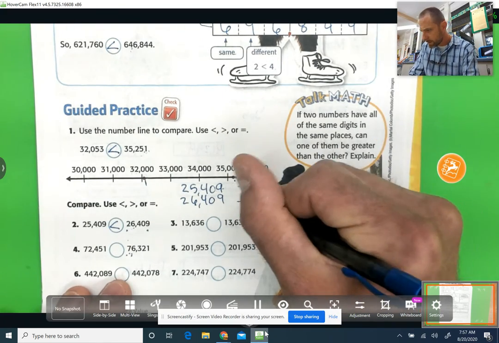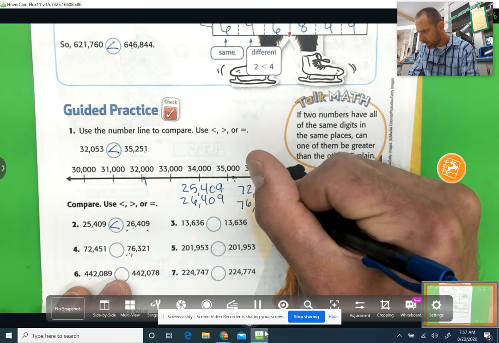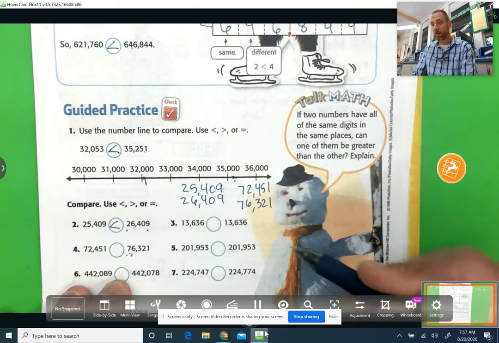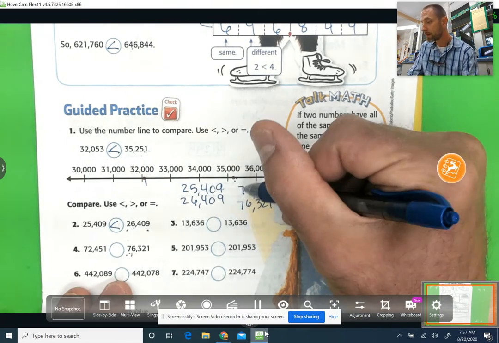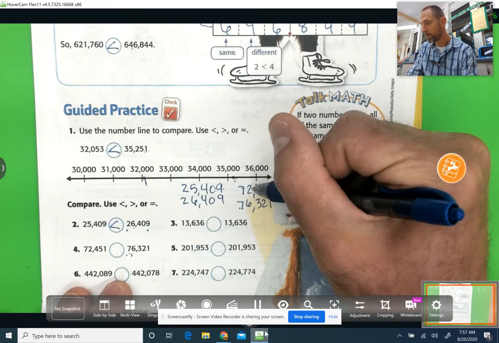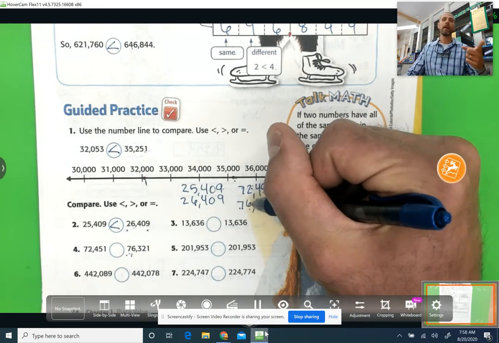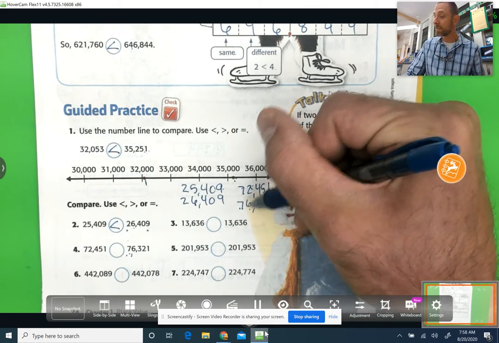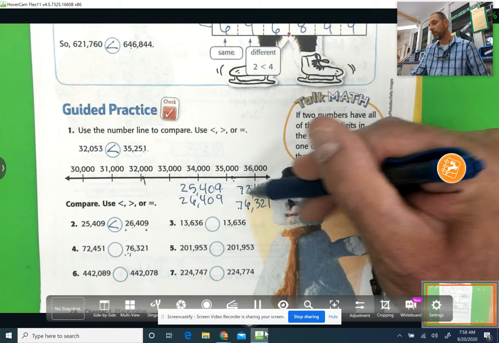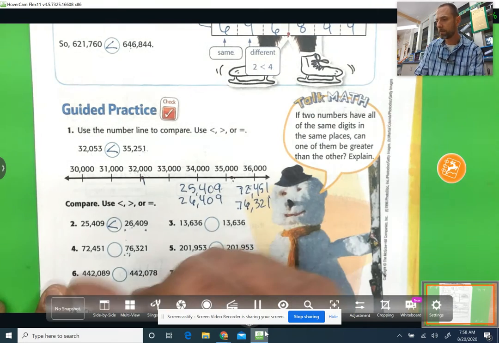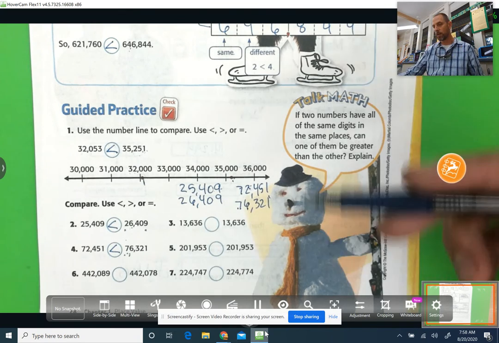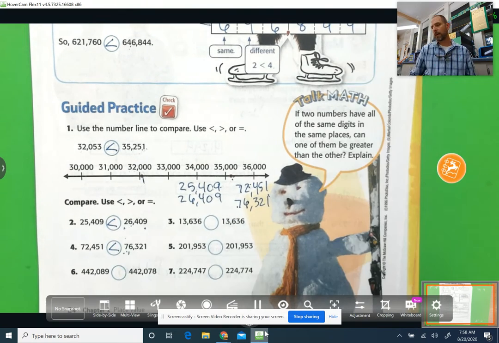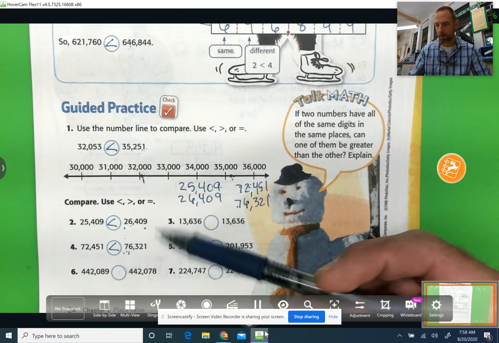72,451, 76,321. And when you stack them, you got to keep your place value positions lined up. So I have a 7 here. They're the same. I have a 2 and a 6. I can use the thousands place. The 2 is less than the 6. Therefore, 72,451 is less than 76,321. Let's check this next number out here. I'm working my way down. I just did the even problems.